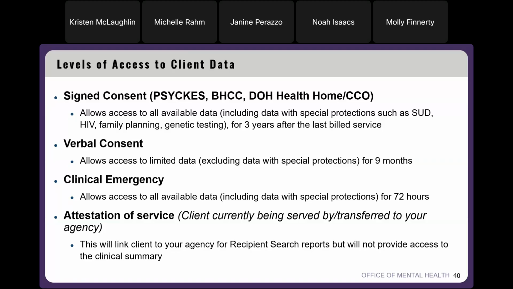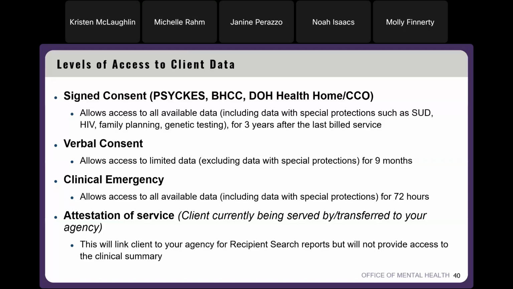This is also a signed consent under the entire organization. So if a consent form gets signed in the ED, that consent is also good in the inpatient, also good in your clinic. So the signed consent is for the entire organization, not by program. Then we have the verbal consent. So maybe the client verbally consented, but they didn't write the consent, they didn't sign the consent form. That would allow access, but limited access.